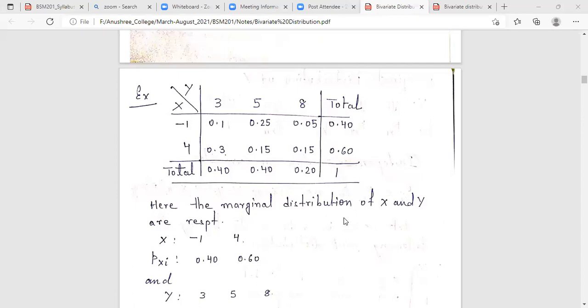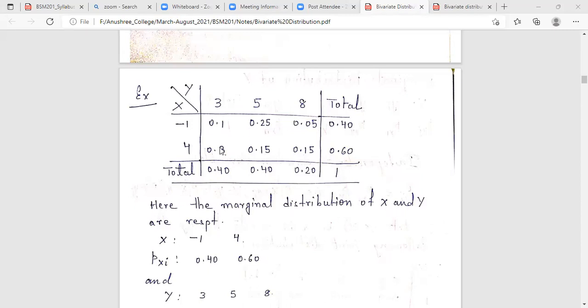Yes. So let us see the next problem where the bivariate data is given to us: the values of y are 3, 5, and 8, and the values of x are -1 and 4. The values of probabilities corresponding to the bivariate pairs are given like this. Now from here, we need to obtain the marginal distributions of x and y respectively.